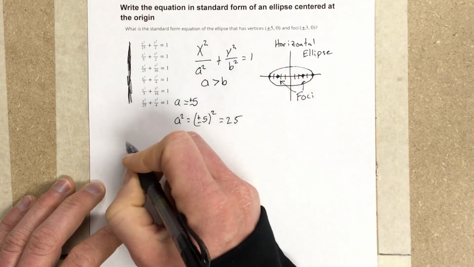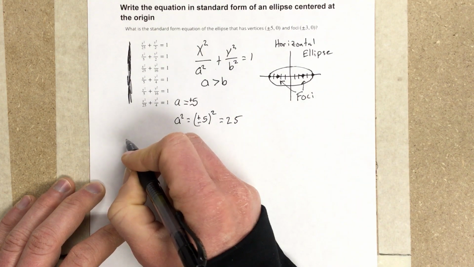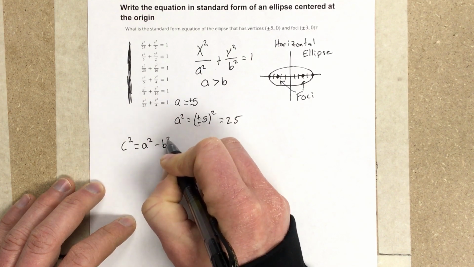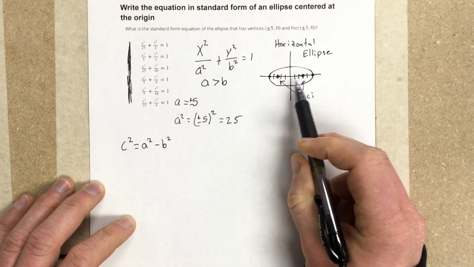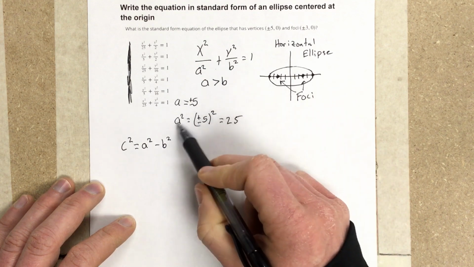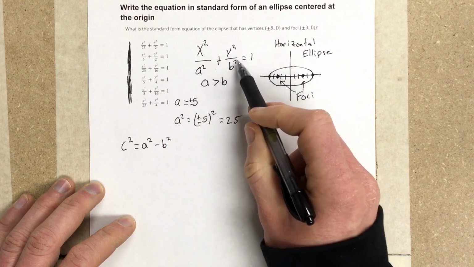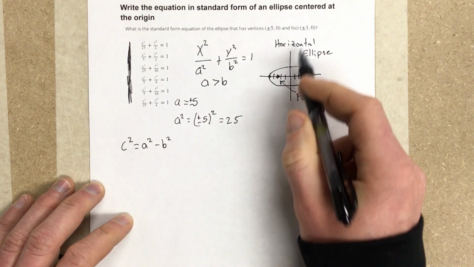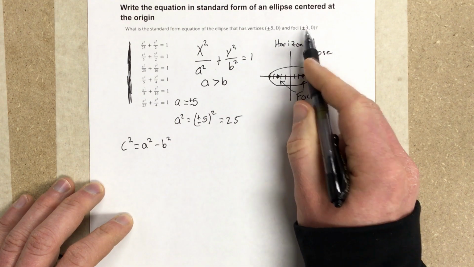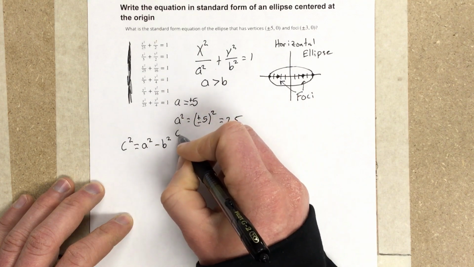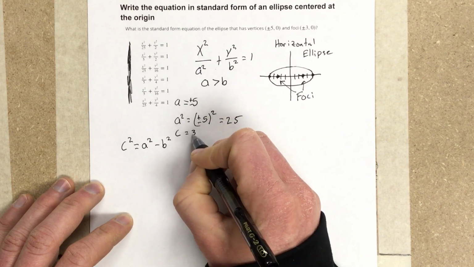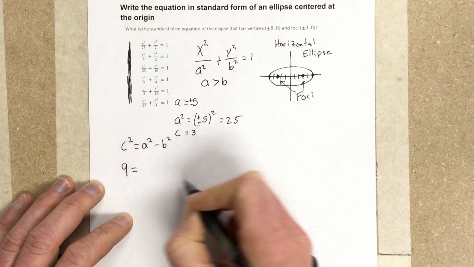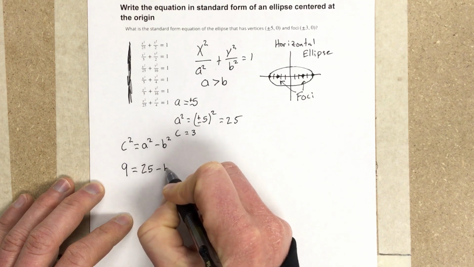Now remember, there's a foci equation that says c squared is equal to a squared minus b squared. The foci equation can be used now. If I have a squared, I have this part of the formula, I just need to find b squared. I can find that by using this equation. So the foci, this was positive 3, so I can say that c is equal to 3, or negative 3. So c squared would actually be 9, which is equal to 25 minus b squared.